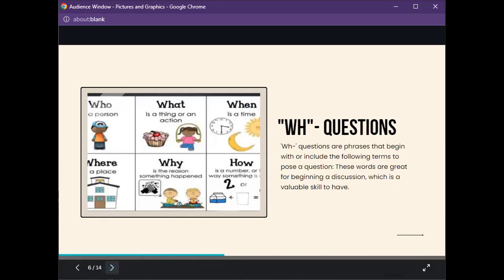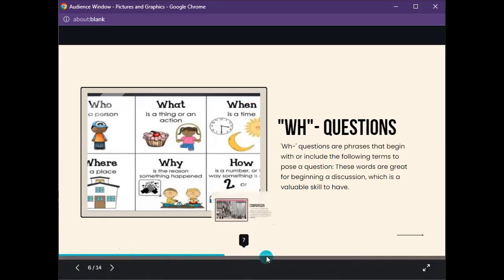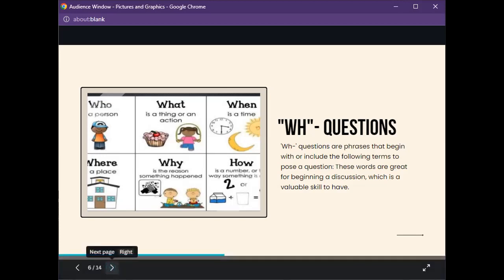Next is WH questions. WH questions are phrases that begin with or include the following terms to pose a question. These words are great for beginning a discussion, which is a valuable skill. WH questions refers to who, what, when, where, why, and how. For example, for who, meaning person. Sample sentence, who is your favorite singer?